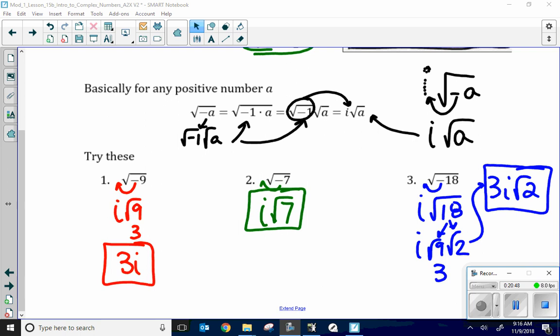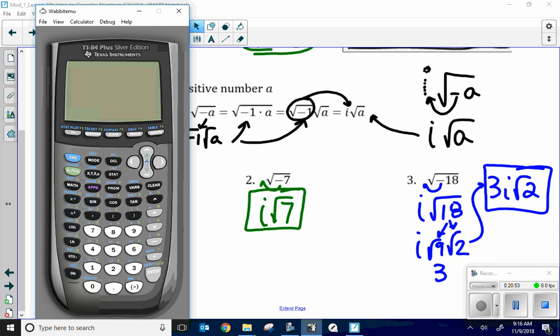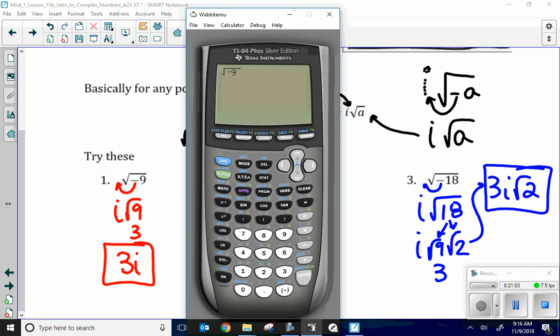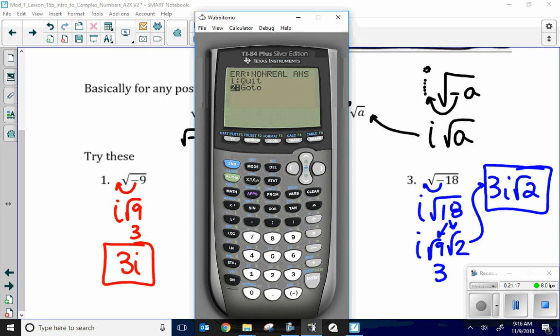In fact, right now, I would like to show you something on the calculator. I said earlier that if I try to take a square root in a calculator of a negative number, and we just said the square root of negative 9 should be 3i, but in the calculator, if I hit enter, I get an error. It tells me non-real answer. Right up top here, it tells me non-real answer. Error, non-real answer.